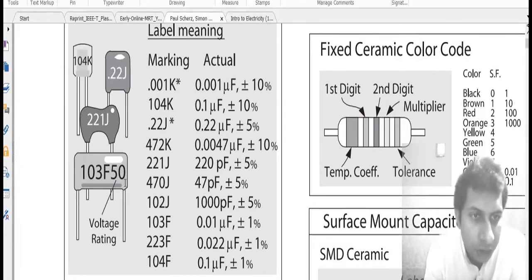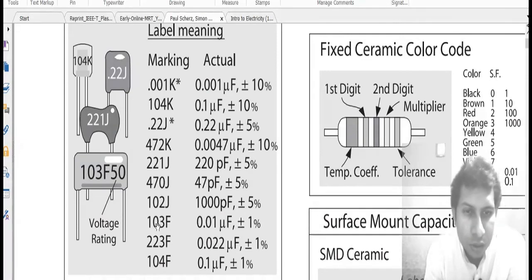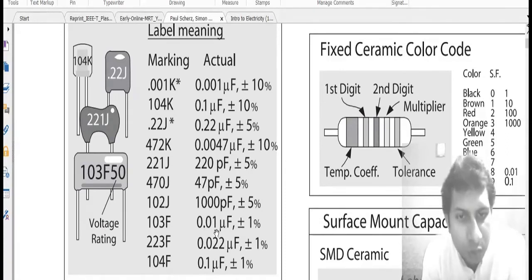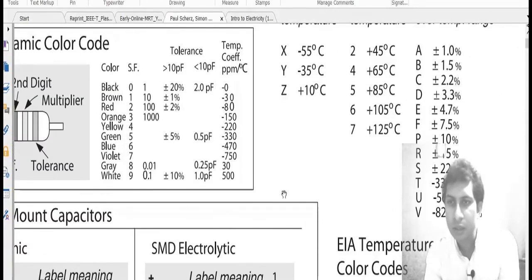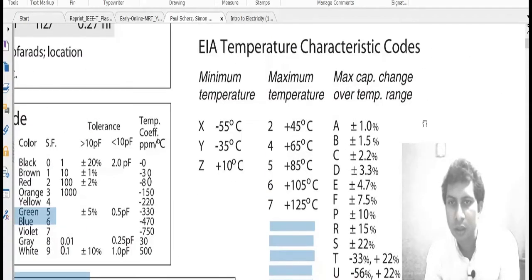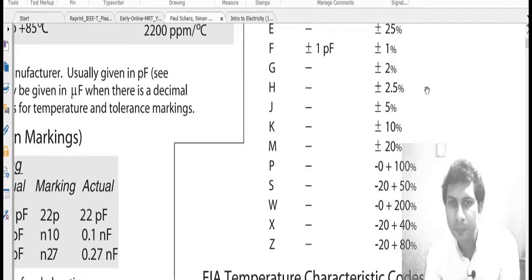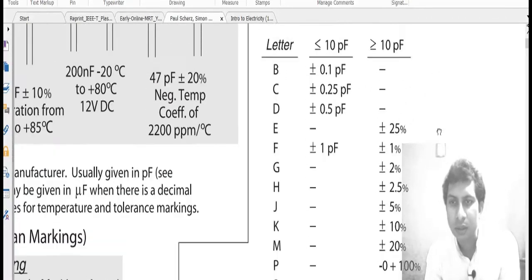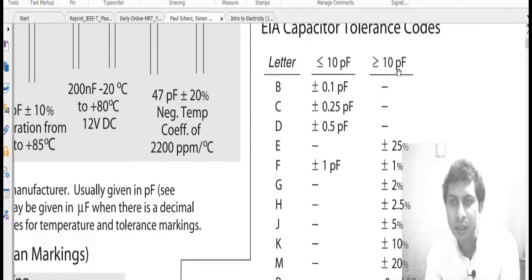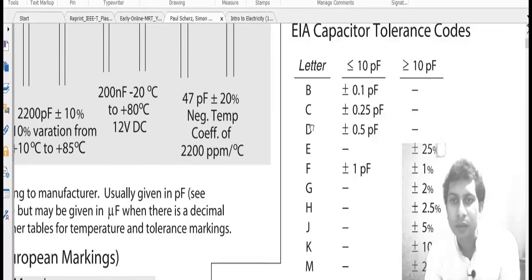Similarly, 103 is what? If it is 104, 0.1 microfarad. If it is 103, that means 0.001 microfarad. And F stands for tolerance. So for that F, we have to go to the chart, and this is here 1%, because it is greater than 10 picofarad.